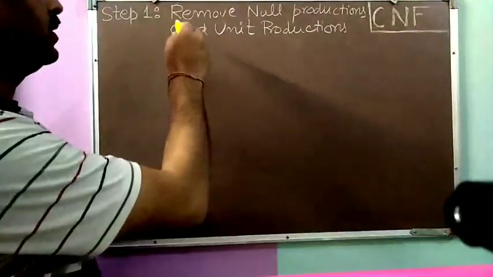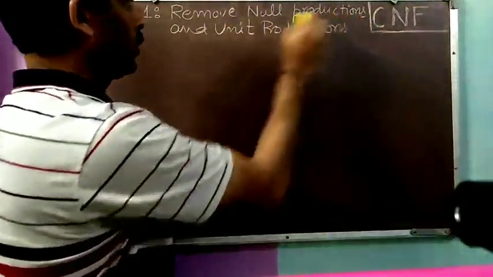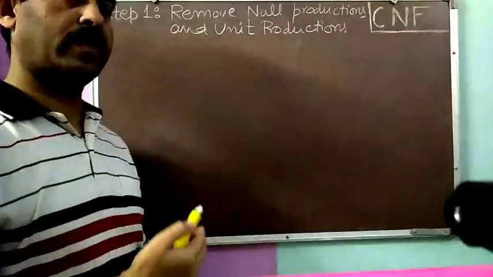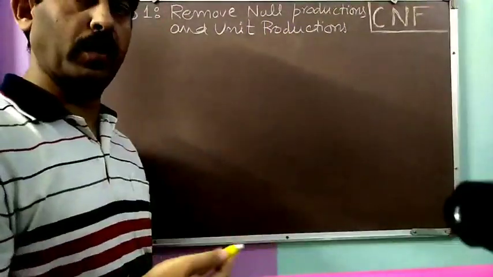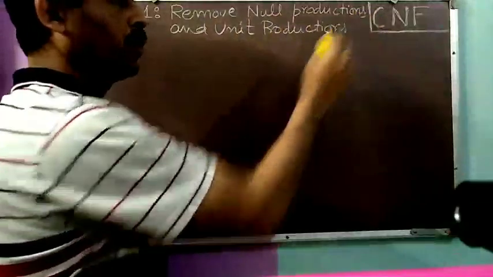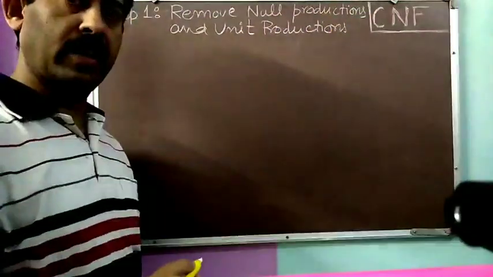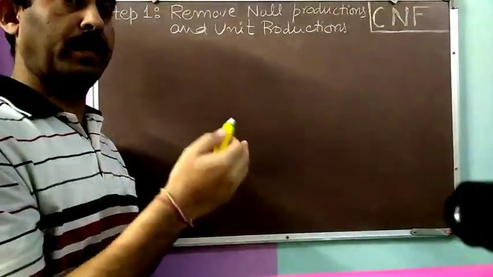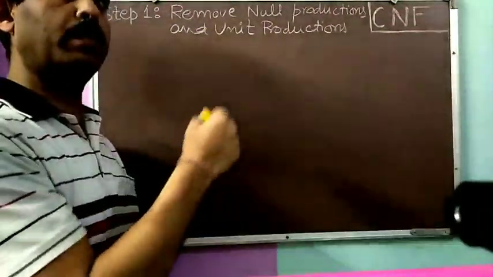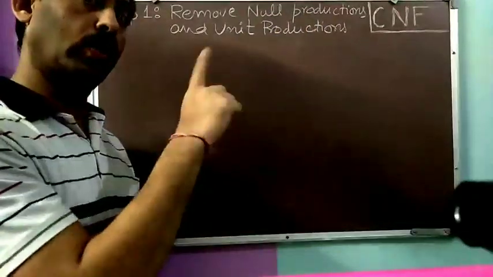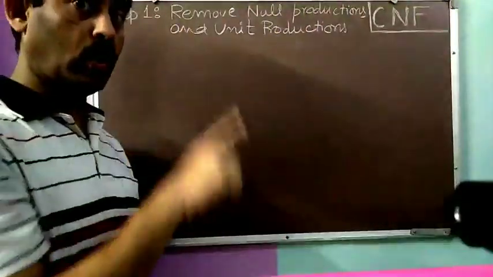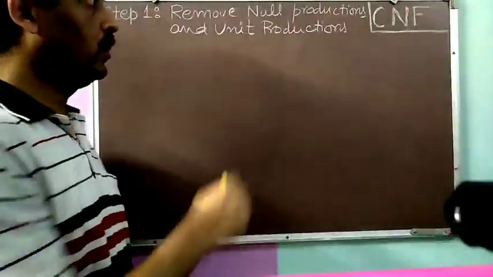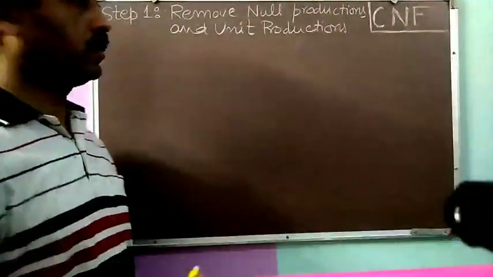So the first step is removal of null productions and unit productions. Means, as a first step, we should remove null productions and unit productions. Why do we need to remove null productions? Because as per the definition of CNF, our productions cannot be null productions. Only start symbol to null is allowed, just to include null into the language. No other null production is allowed. So that's why we have to perform the process of removing the null productions.